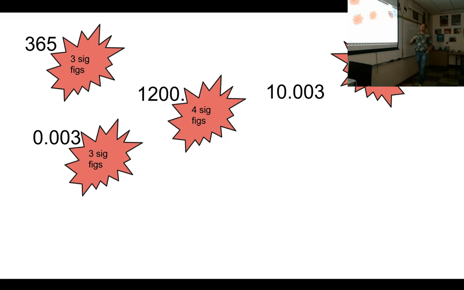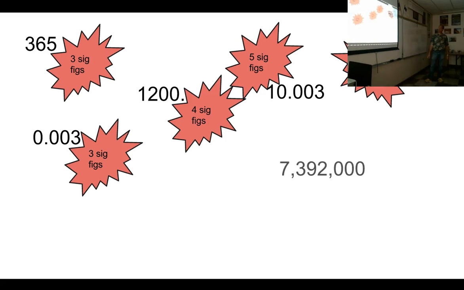Okay. 10.003. Mr. Lavilla. 5. 5 is correct. Because now these zeros are sandwiched between non-zero numbers. So now I have 5 significant digits. Yay. Do I have another one? Yes, I do.